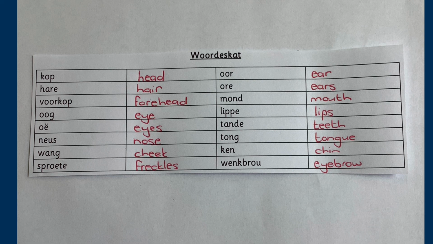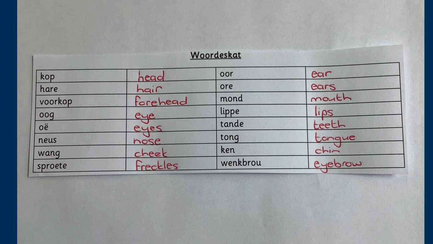Kop is head. Hare is hair. Voorkop is forehead. Oog is eye, and then oë is eyes. You can try and remember that because it's got two little eyes on top of the E. Okay, it looks like the E is looking at you. So that's the plural for eye. It's oë, eyes. Neus is nose.